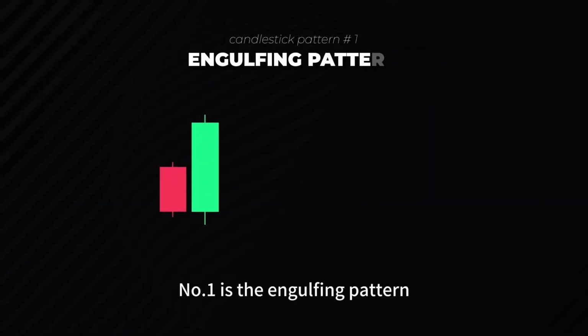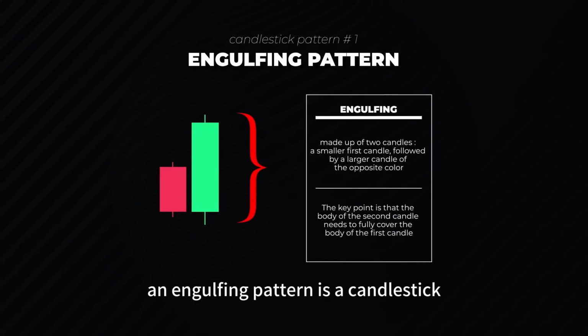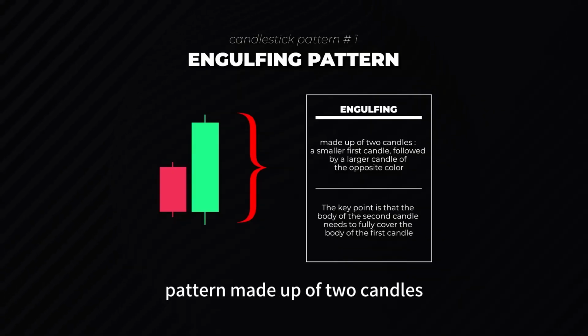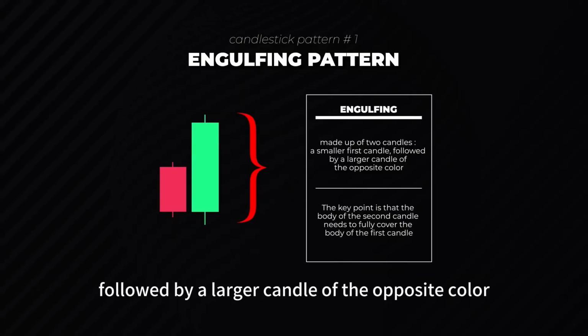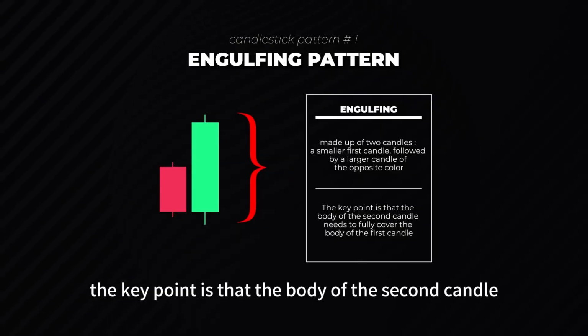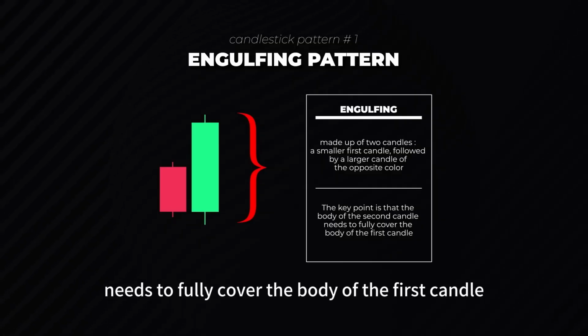Number 1 is the engulfing pattern. An engulfing pattern is a candlestick pattern made up of 2 candles, a smaller first candle, followed by a larger candle of the opposite color. The key point is that the body of the second candle needs to fully cover the body of the first candle.